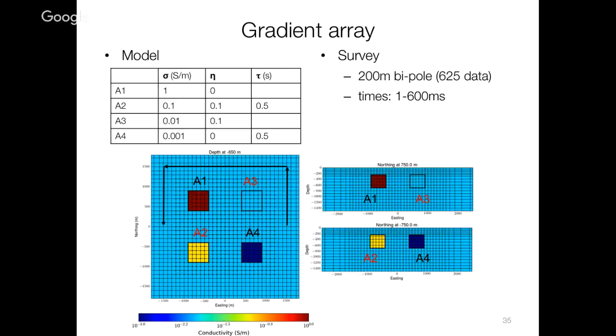Okay. Now those blocks are also going to be chargeable. The two blocks that are going to be chargeable are, oh, so these are the cross sections. The two blocks that are going to be chargeable are A2 and A3. So these two are chargeable, both with 0.1, and they both have the same kind of time decay.